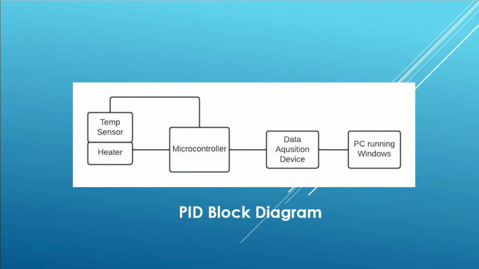So with an understanding of the PID algorithm, let's take a look at the hardware block diagram for the PID control system. We have a microcontroller that's reading the heater's temperature and controlling the heater using a PID control loop. As the temperature is captured by the microcontroller, it's transmitted to a data acquisition device along with the controller set point temperature.